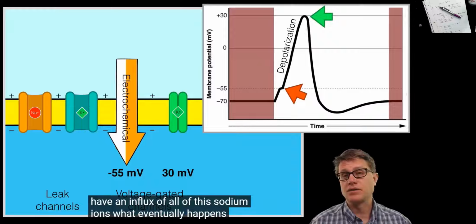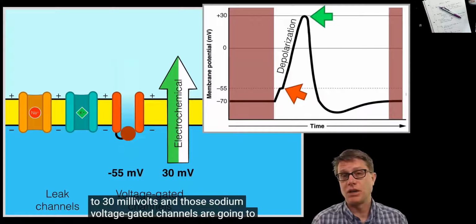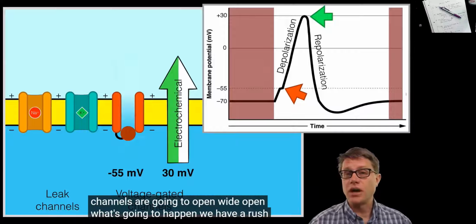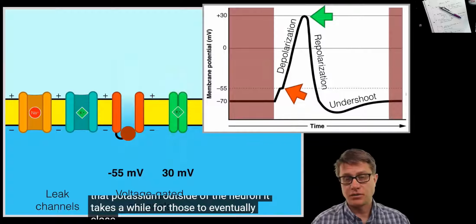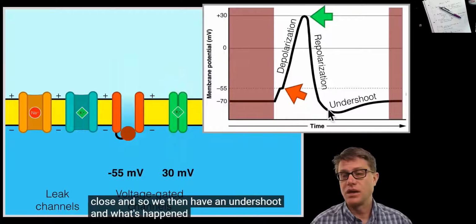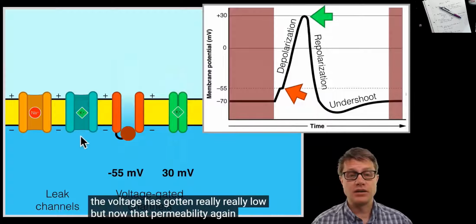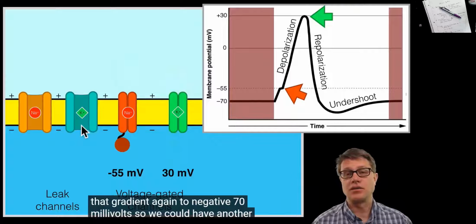What eventually happens is we get to 30 millivolts, and those sodium voltage-gated channels are going to become inactivated, and now the potassium channels are going to open wide open. What's going to happen? We have a rush of that potassium outside of the neuron. It takes a while for those to eventually close, and so we then have an undershoot. At this point the voltage has gotten really, really low, but now the leak channels are going to reestablish that gradient again to negative 70 millivolts, so we could have another action potential.